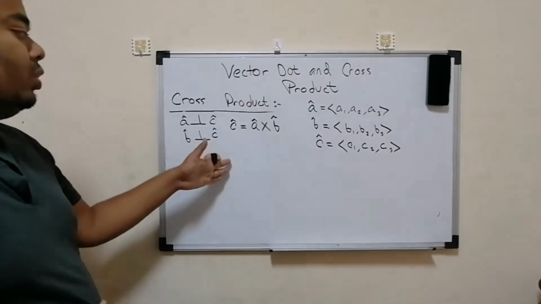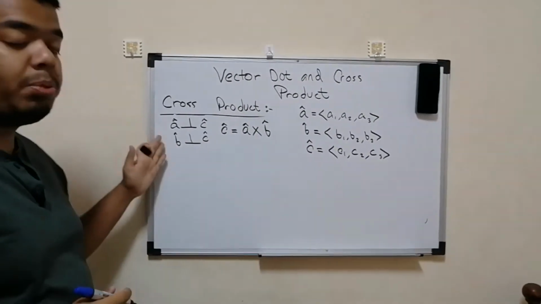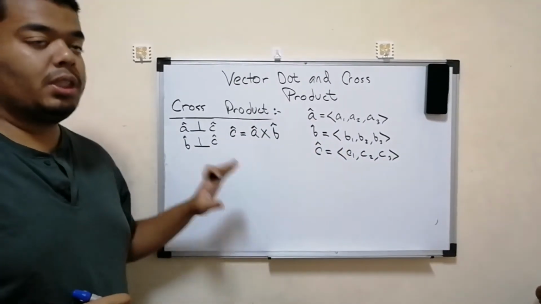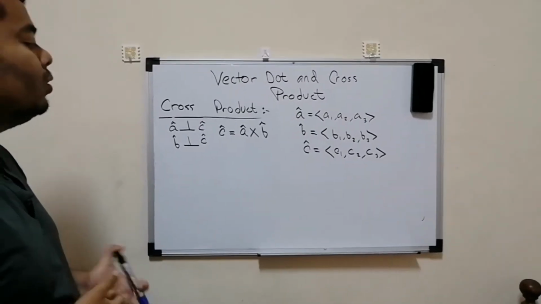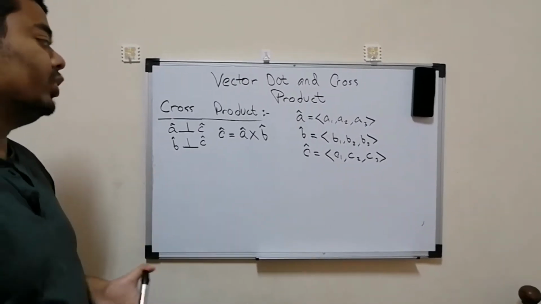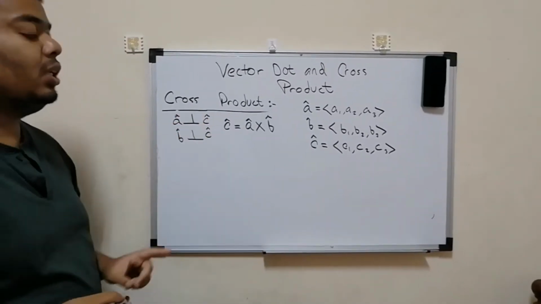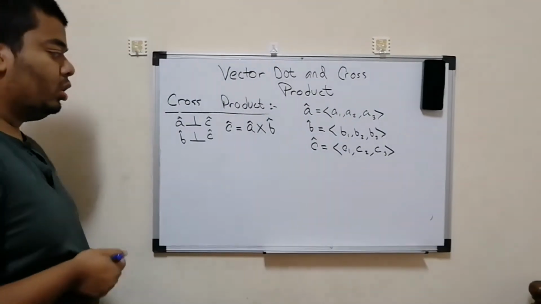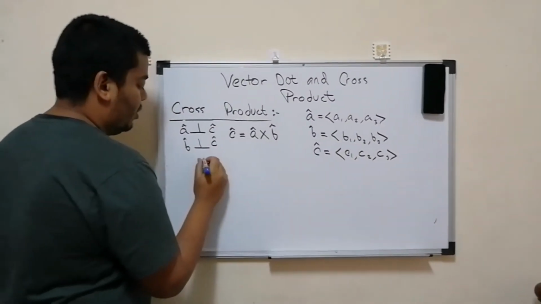So now we need to derive a formula for vector C. And the cross product will always give you a vector product. It will not give you a scalar, it will always give you a vector. So let's go ahead and do the derivation. First of all, if vectors A and C are 90 degrees to each other, their dot product will be 0. Let's see how that is possible.